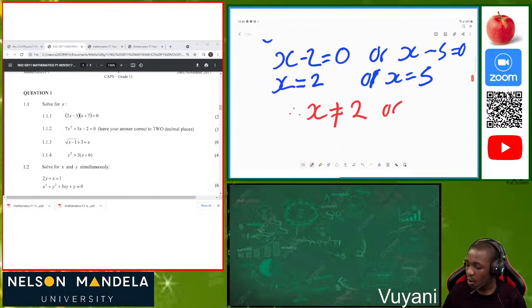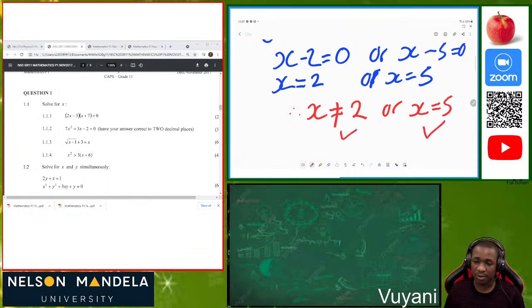So now our final answer will be like this. Don't forget to verify your values to see which one is the correct answer. So now you have to write that x is not equal to 2 or x is equal to 5 so that you can get both marks. There's always a mark for writing like this, and there is a mark to write like this as well.